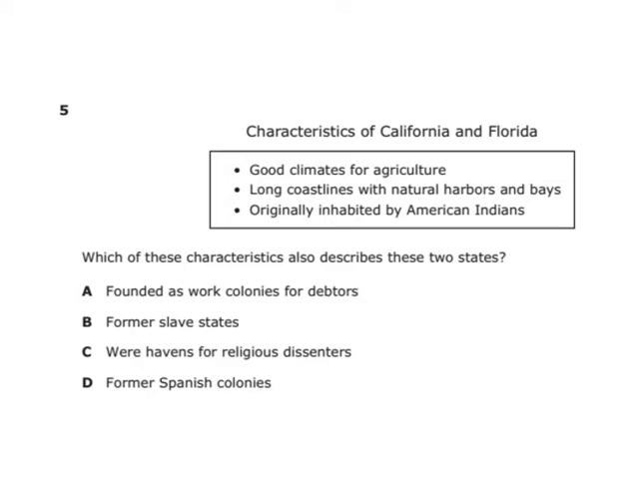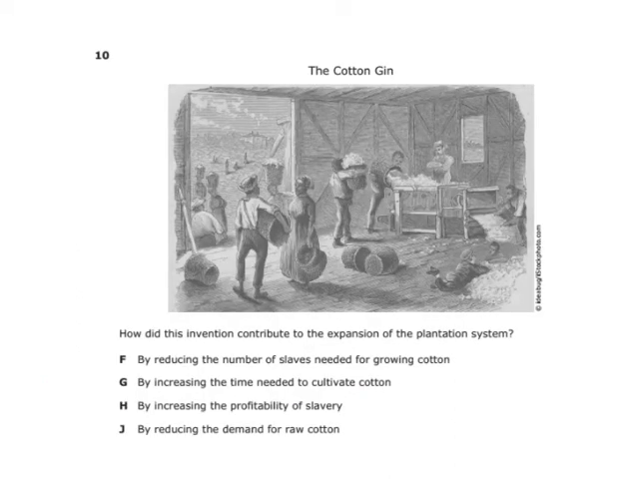Characteristics of California and Florida. Good climates for agriculture, long coastlines with natural harbors and bays, originally inhabited by American Indians. Which of these characteristics also describes these two states? They were former Spanish colonies. California was a former Spanish colony, and so is Florida, even though they're on the opposite ends of our country, right?